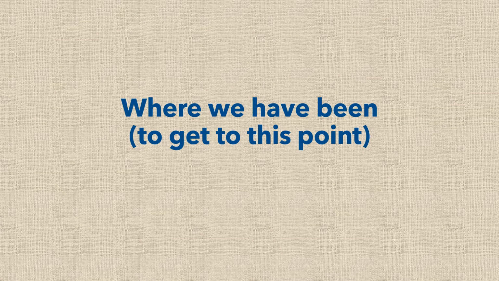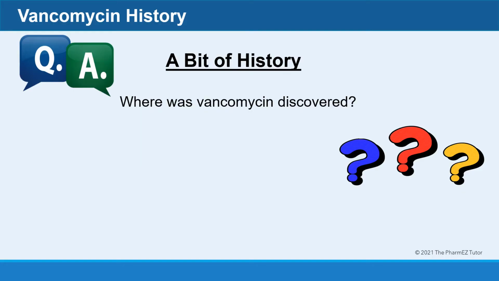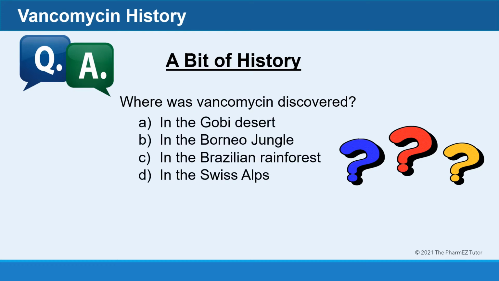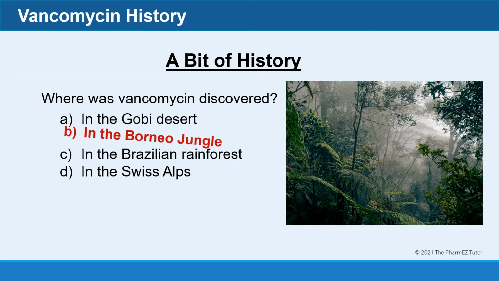Let's start off by talking about where we have been to get to this point. First, a bit of history. Question: where was vancomycin discovered? A. In the Gobi Desert, B. In the Borneo jungle, C. In the Brazilian rainforest, or D. In the Swiss Alps? Vancomycin was discovered in the Borneo jungle.